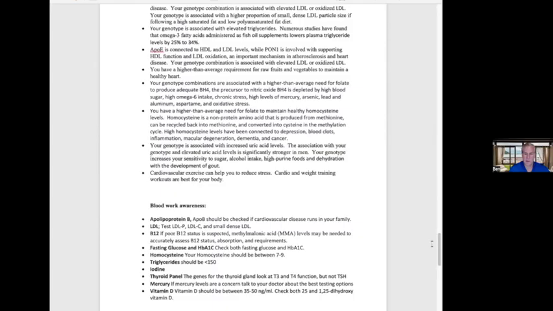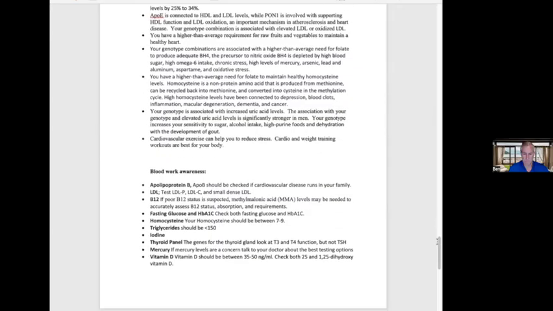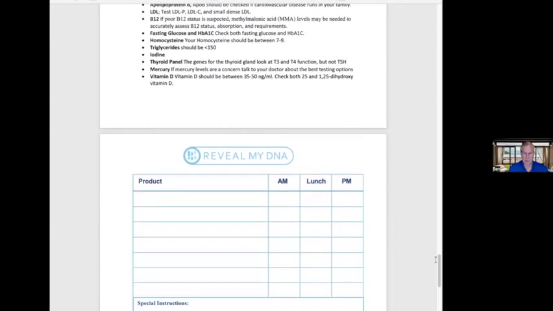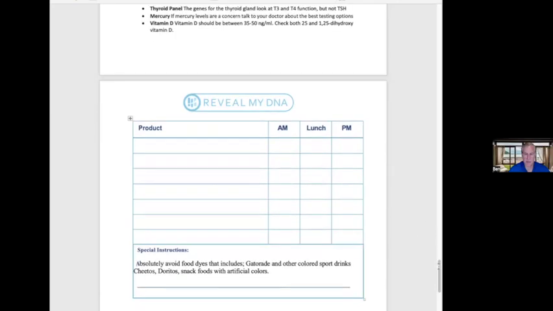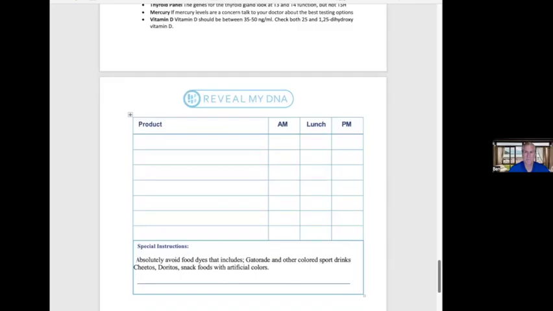The blood work awareness. Now this, of course, won't have the grocery list in it. You already have that separately done. And then here, if you want to put in some products, and then also notes. So what do we want this person to do? They were high priority for food dyes. So in the special instructions, absolutely avoid food dyes. That includes certain brand names, other colored sports drinks, and certain brand name foods. You can take those out if you want, certainly, but this is just an illustration. Anything with artificial colors.